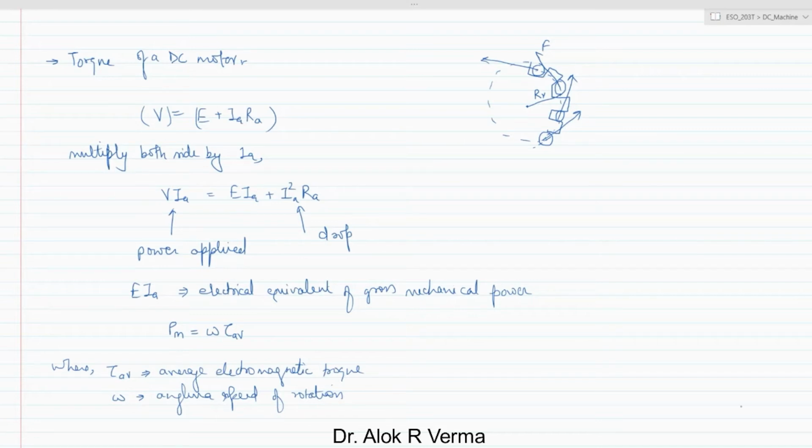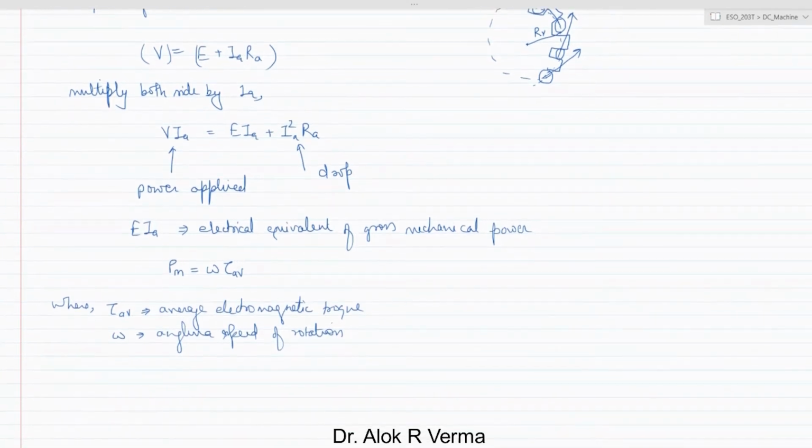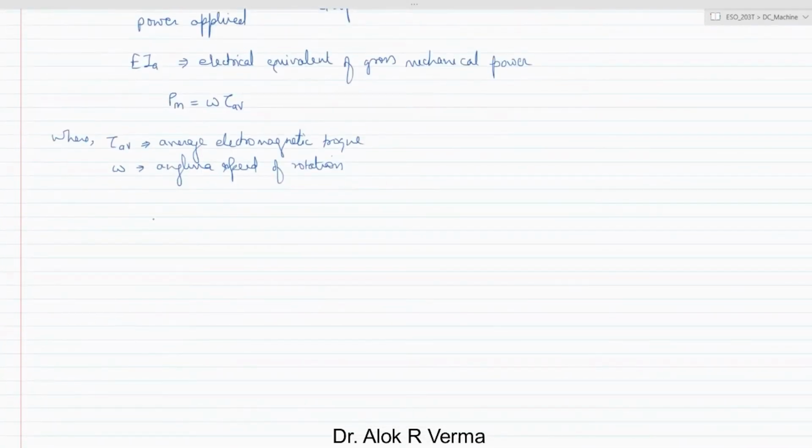So if we just substitute the values, the mechanical power P is nothing but E into Ia, which is nothing but tau average into omega, and omega we can write as 2 pi n. So Pm can be written as E into Ia is equal to tau average into 2 pi n.